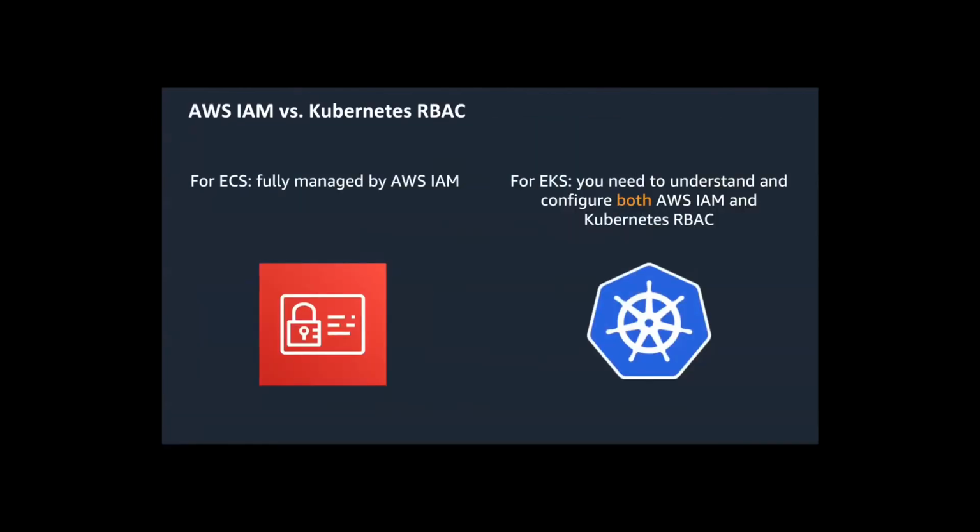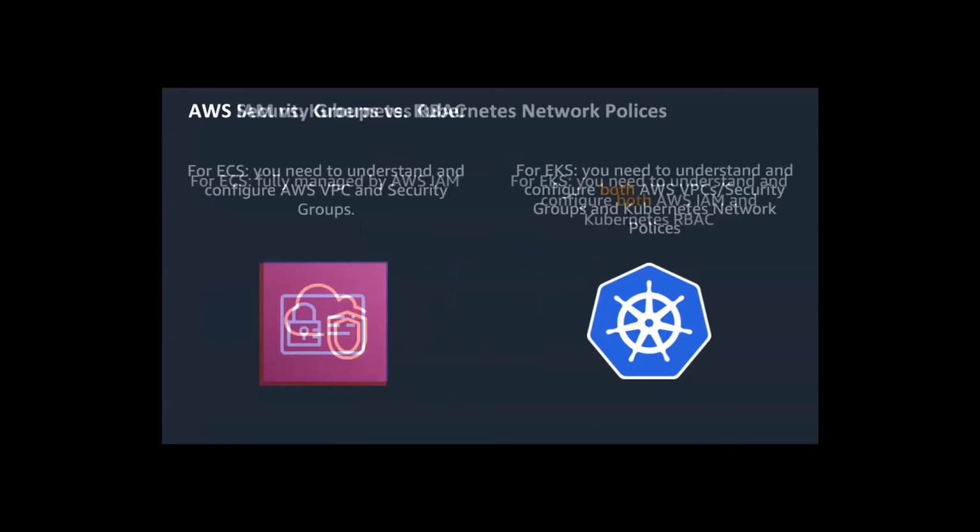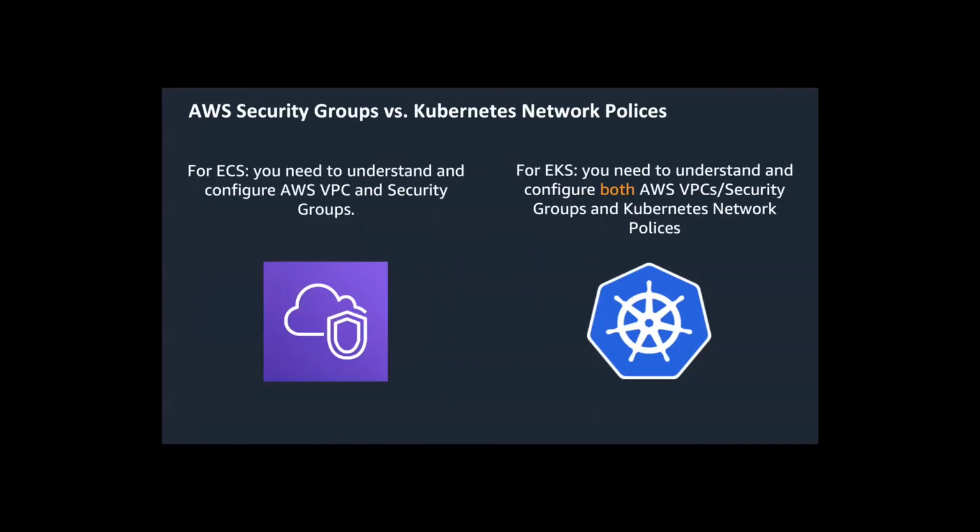So we talked a little bit about IAM, identity access management. Now when it comes to ECS and EKS, with ECS, all you really need to worry about is identity access management. But for EKS, you need to understand both IAM and role-based access control: which user or service account gets to carry out what type of operation on what type of resource. And for networking, with ECS you need only to understand the AWS VPC and security groups. But for EKS, you need to understand and configure both the AWS side of things, the VPC security groups, as well as the Kubernetes network policies.